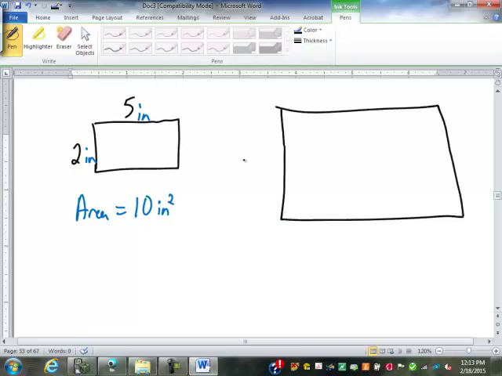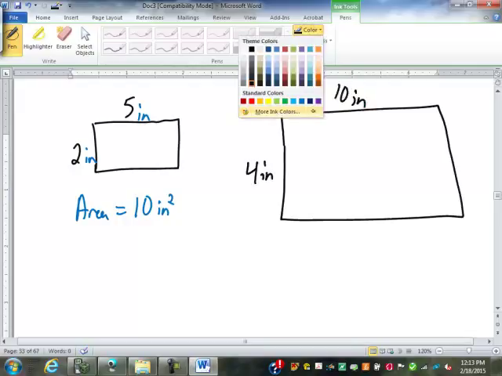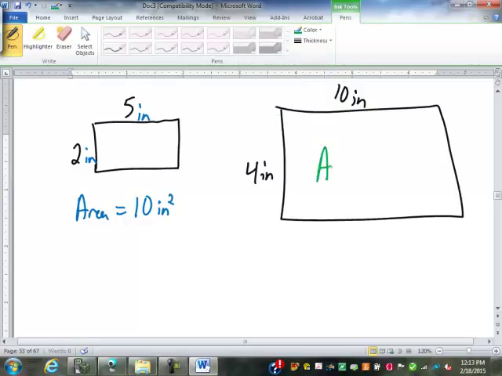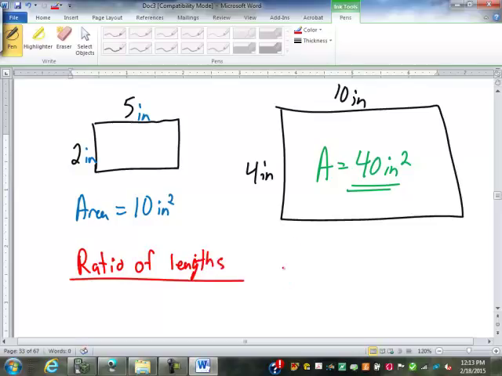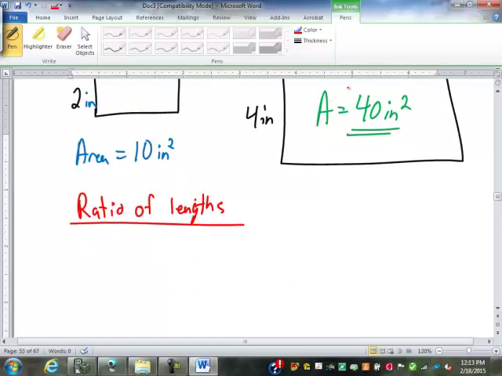If I double those to make this now 4 inches and 10 inches, the area does not double. The area, 4 by 10, is going to be 40 inches squared. The area was multiplied by 4. What we can look at there is the ratio of lengths, or the ratio of sides. We're going to call it lengths, because that's really what we're looking at. It doesn't matter whether I'm using the length or the width. I'm just looking at the length of any side. We can compare the 2 to the 4: 2 to 4, or a 1 to 2 ratio of lengths from one figure to the next.